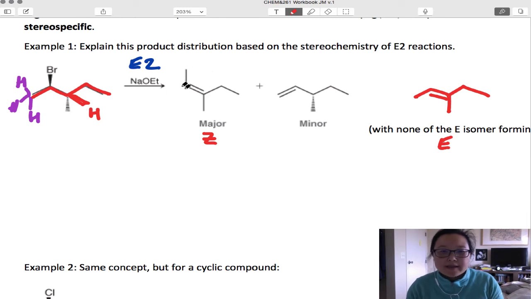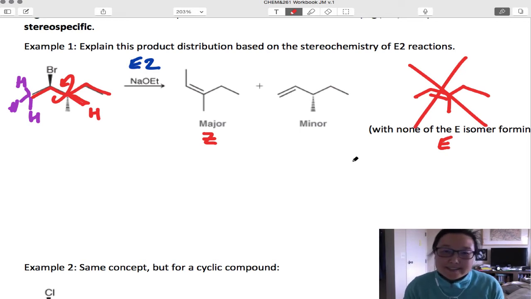But no, what's actually happening is this methyl here is being shown pointed up. So this appears to have some type of a bond rotation, and then the double bond forms. It's not that you get both. You don't get this isomer in very big quantities. So let's look at the reason behind that.